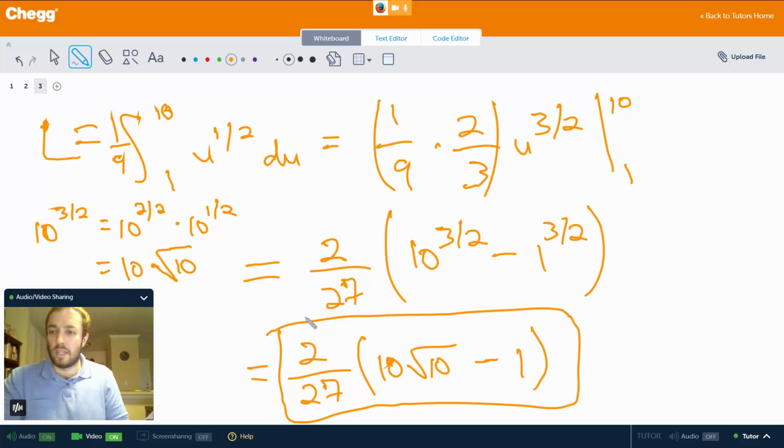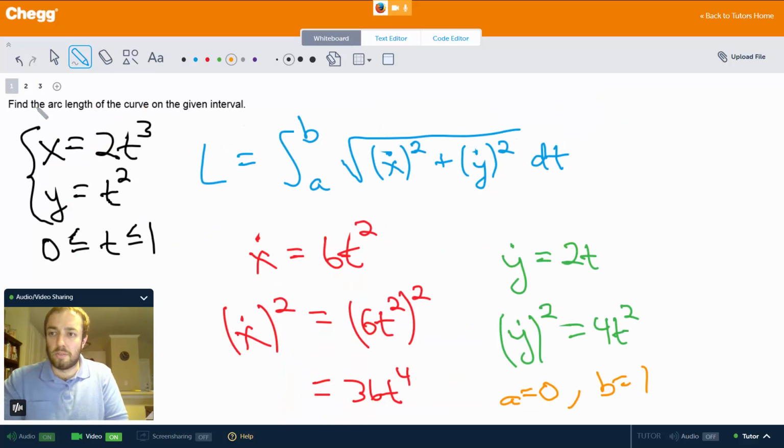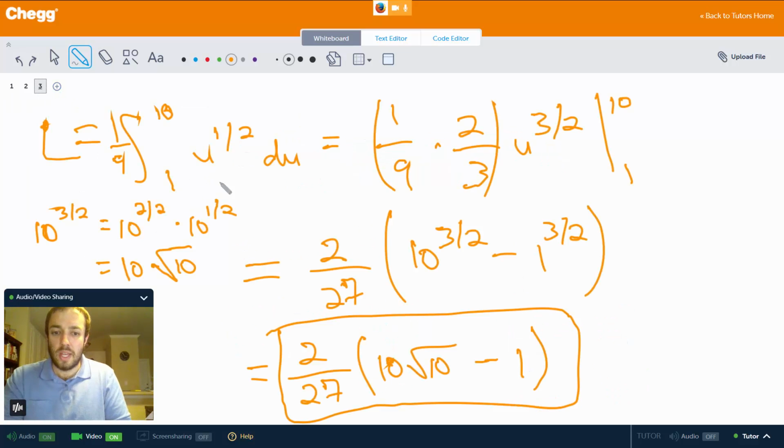Again, this is the arc length of this parametric curve on the interval from 0 to 1. So this has been an example of finding arc length of a curve that's given parametrically, and I hope you found this helpful, and thank you for watching.